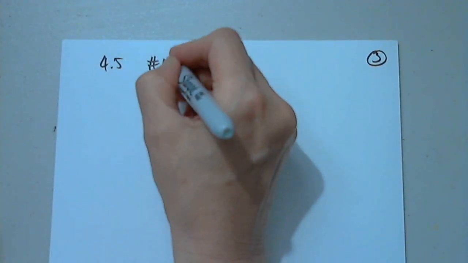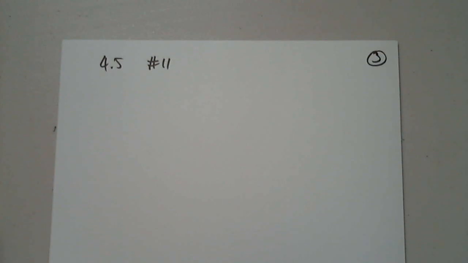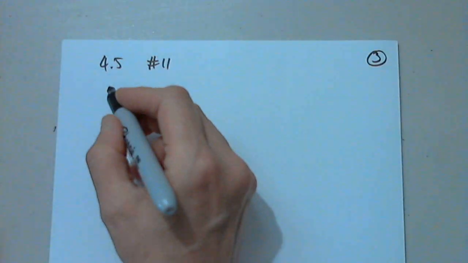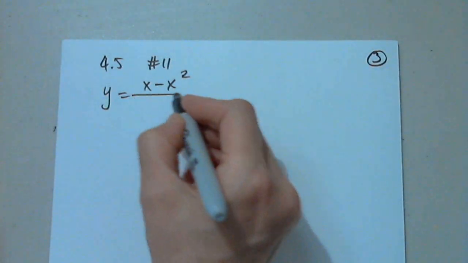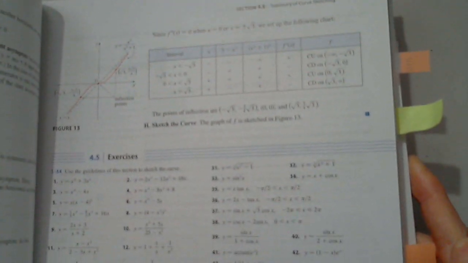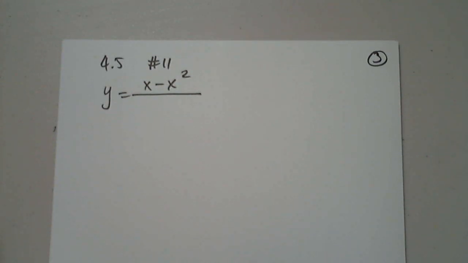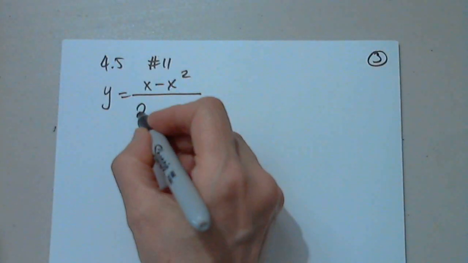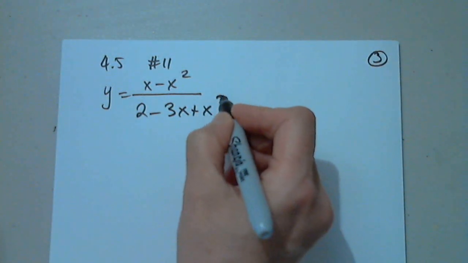Anything else? The floor is open. Yes. It's chapter 4.5 in the book, question 11. I'm just going to pull it up again. You want me to copy it? Yes, to copy it. So y equals x minus x squared, over 2 minus 3x plus x squared.